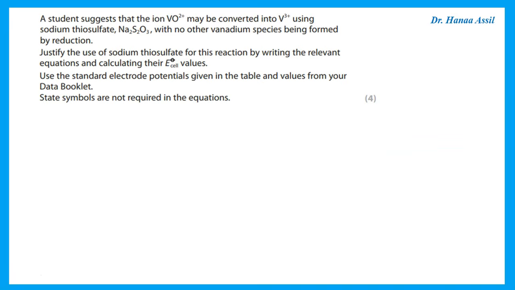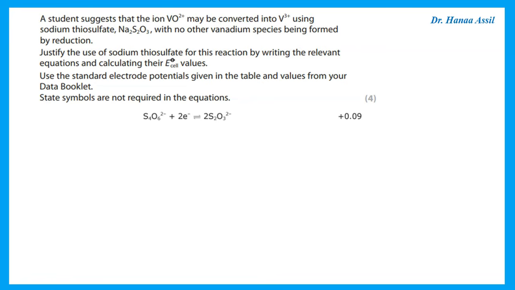A student suggests that the ion VO2 plus may be converted into V3 plus using sodium thiosulfate with no other vanadium species being formed by reduction. Justify the use of sodium thiosulfate for this reaction by writing the relevant equations and calculating their E cell values. And of course, you have all of this in the data booklet.